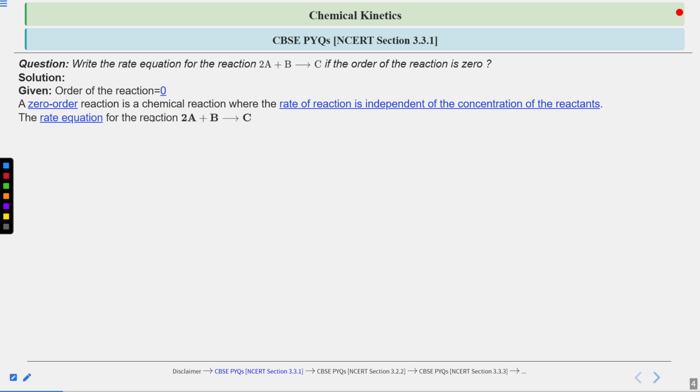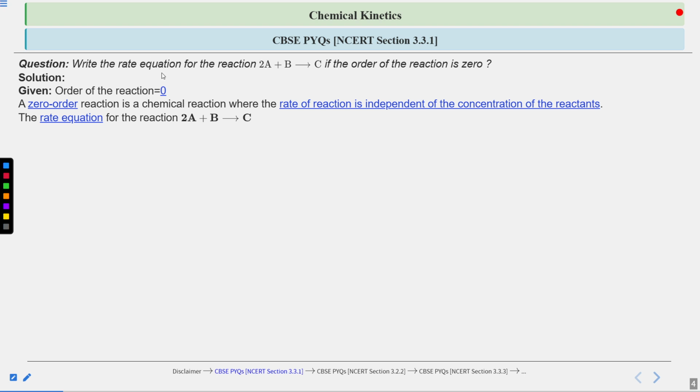So the rate equation for the given reaction is 2A plus B, giving C. Now that you have mentioned the given quantity, on the basis of it you have already described what a zero order reaction is. If we had been given something more, you could write about it too, but we have only been given the order of the reaction, which is 0. So we have mentioned the definition of the zero order reaction. Then we will jump to the question which we are asking.